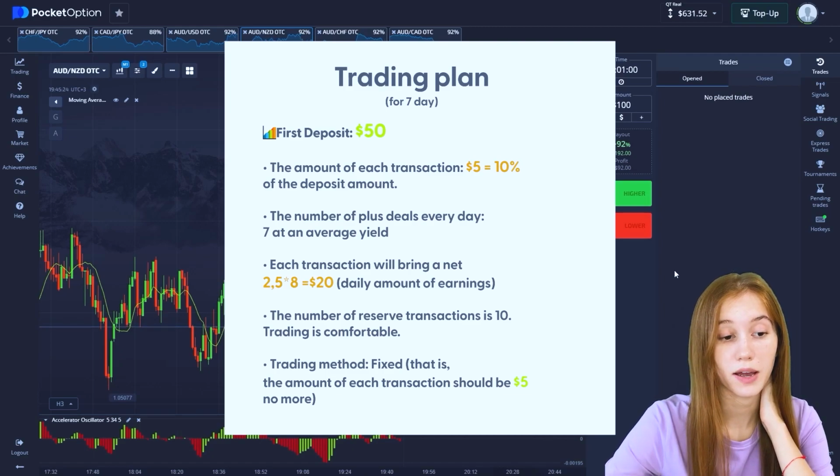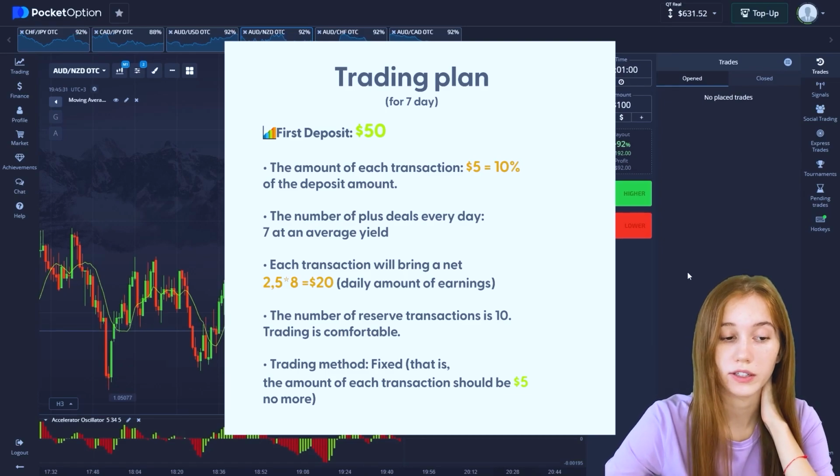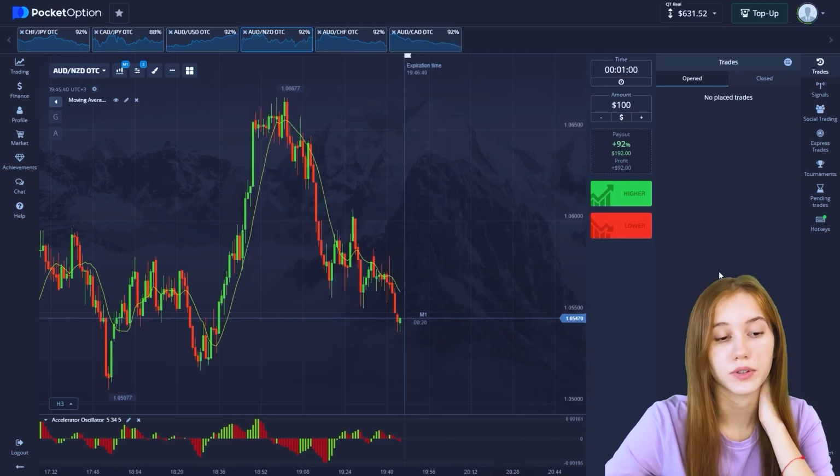It's a fixed method. The sum of each deal should be no more than $5. So income maybe $200 you can get.